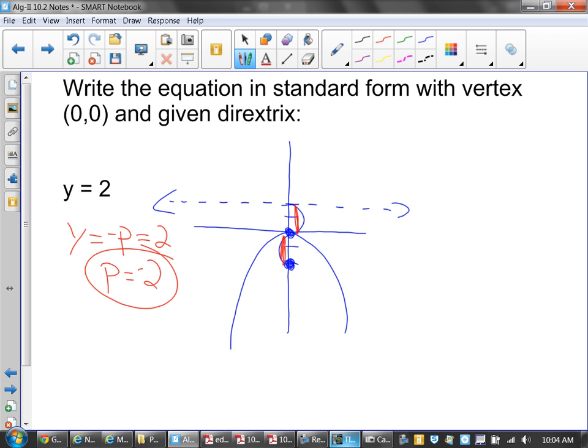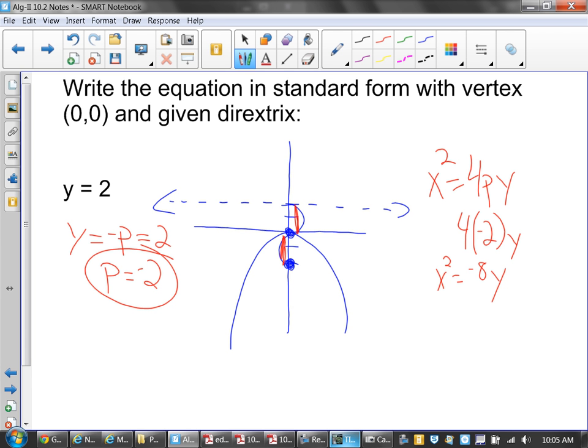P is -2. Okay? Knowing that this is an x squared term, and because it's opening downward, I know that x squared equals 4py. I just figured out what p was: 4 times -2 times y. Therefore, x squared equals -8y.